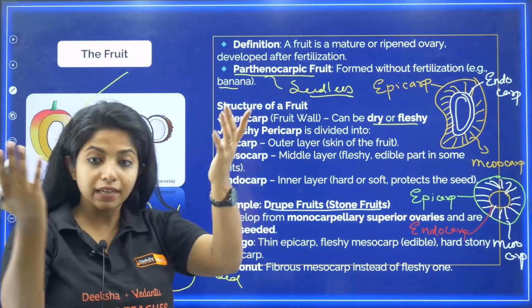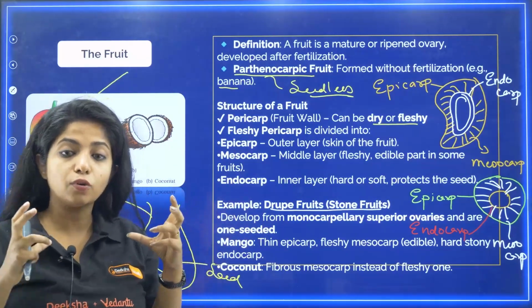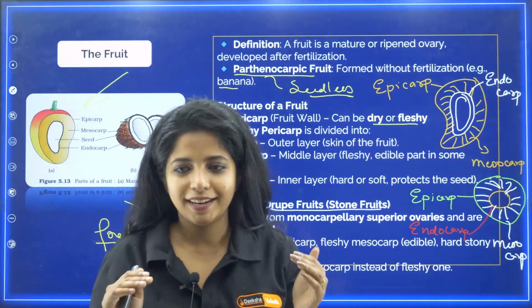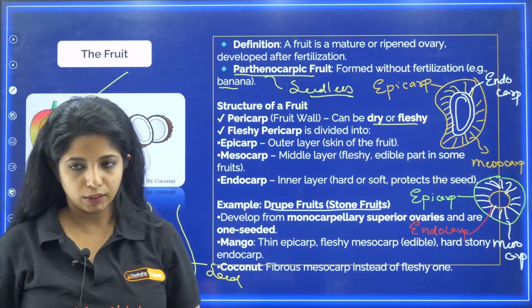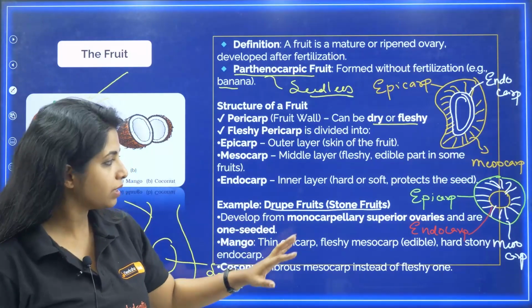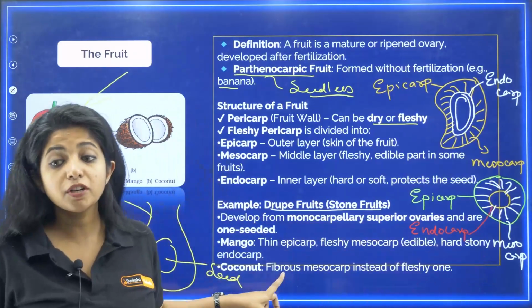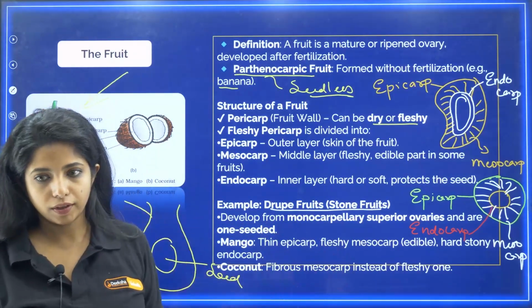Inside that, the seed covering is also there, so don't think that the entire coconut shell is the endocarp. No, it is not like that. The inside of it will be the wall of the seed. I don't want to confuse you, but this is the thing that we have. So a fibrous mesocarp is there instead of a fleshy one over here.